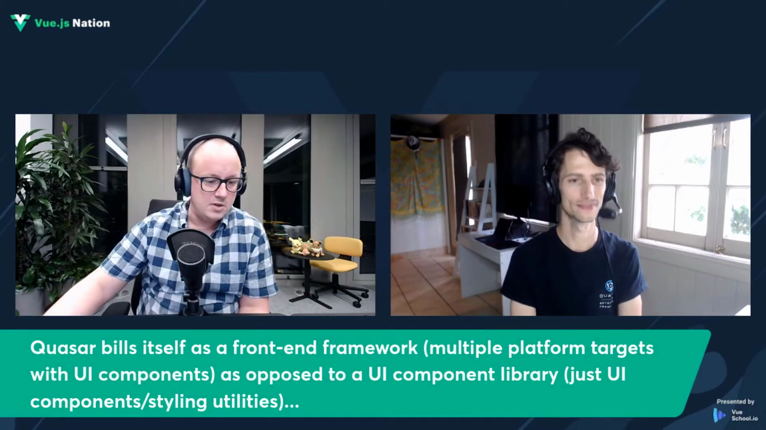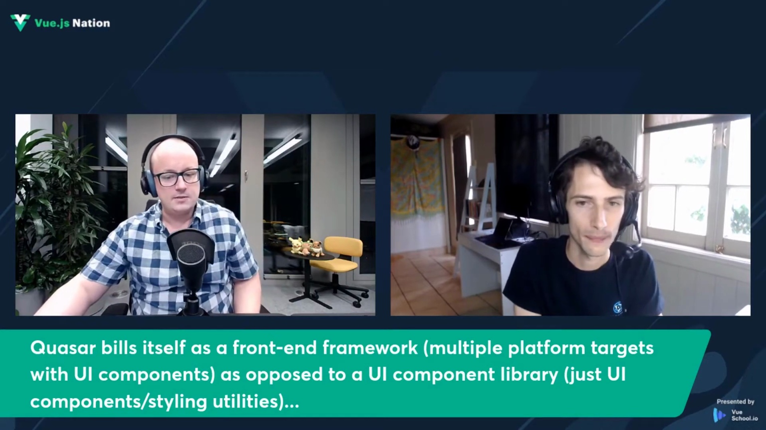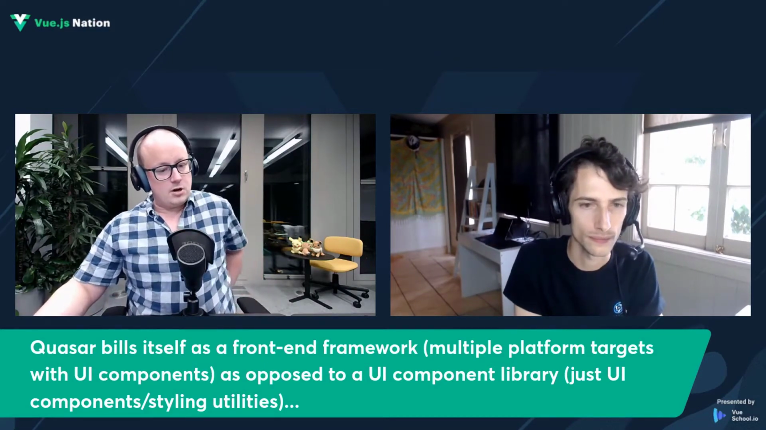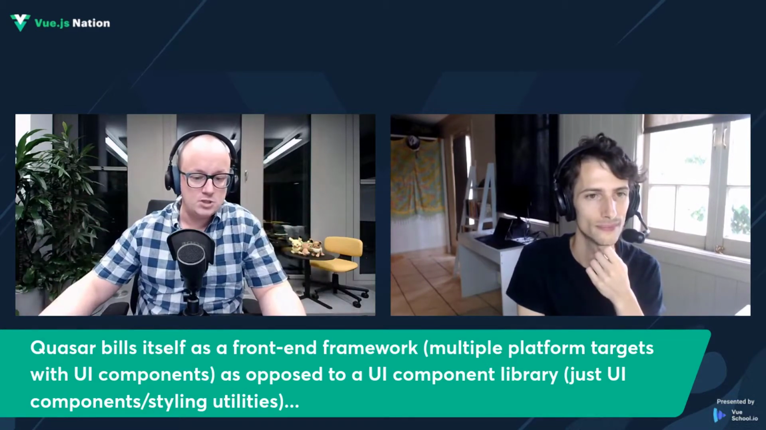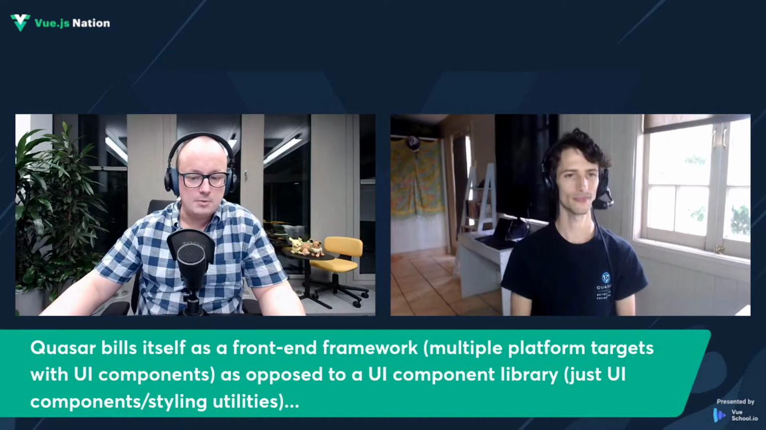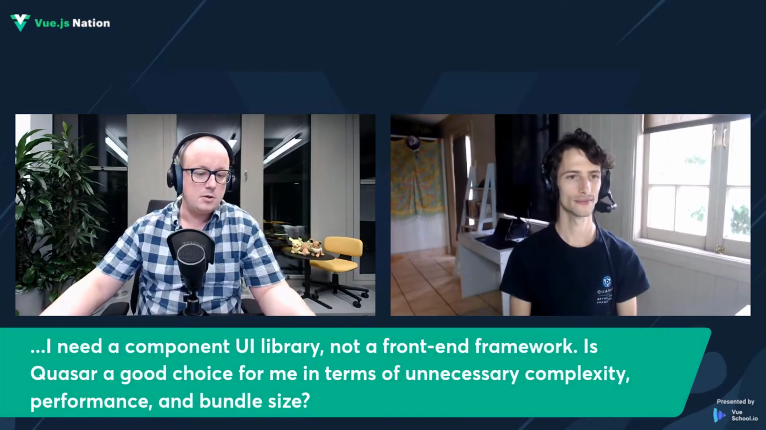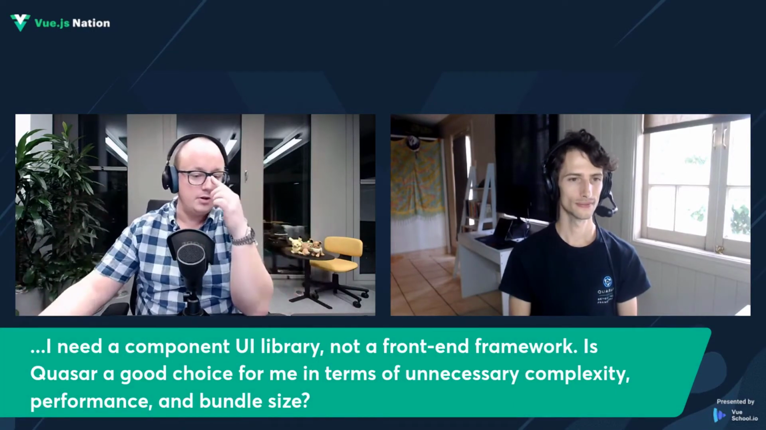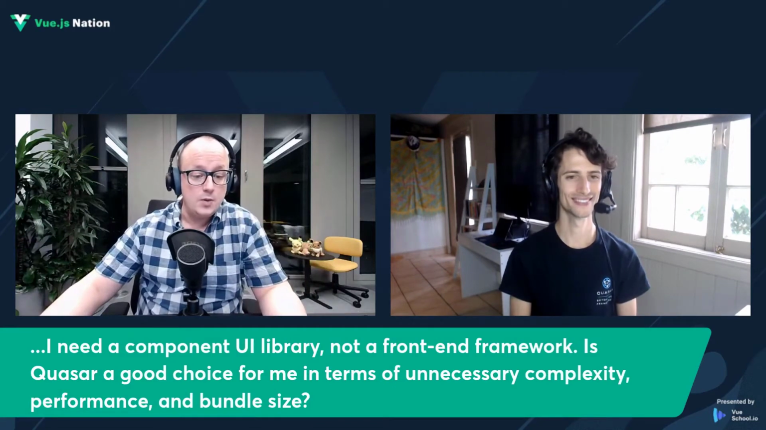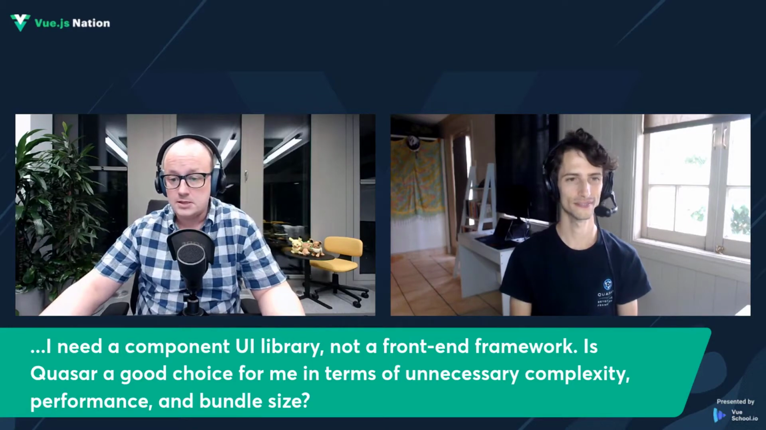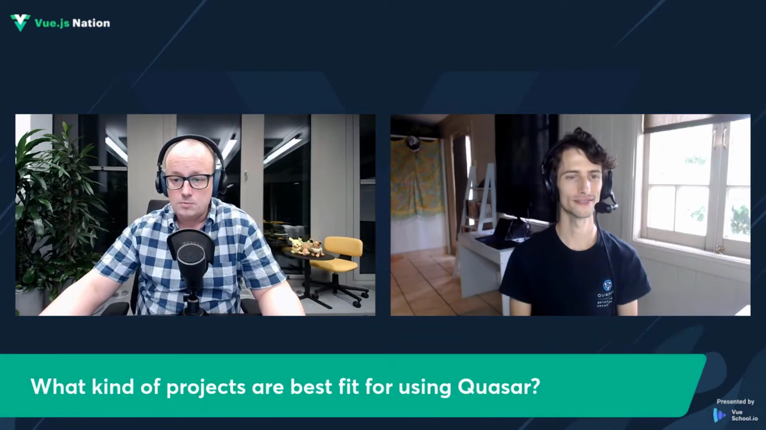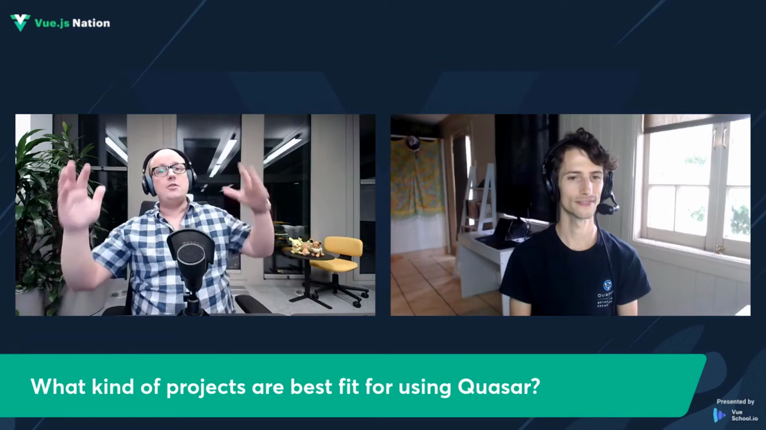So the question that we got was: Quasar builds itself as a front-end framework, with multiple platform targets and UI components. So having the code, right, to be able to use it across the platforms, as opposed to a UI component library. And the second part of the question is, he or she needs a component library, not a front-end framework. Is Quasar a good choice for me in terms of unnecessary complexity, performance, and bundle size? And then we have also another question on the same topic, but not specific: what kind of projects are best fit for using Quasar?